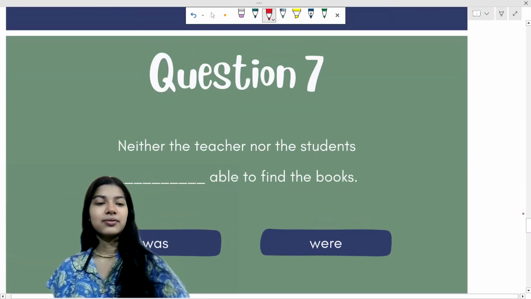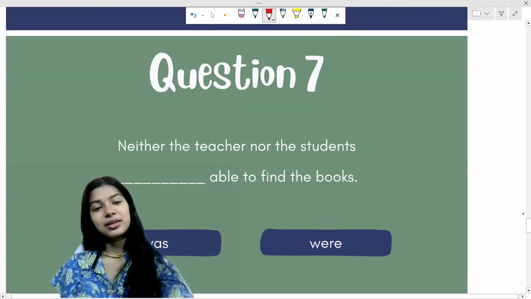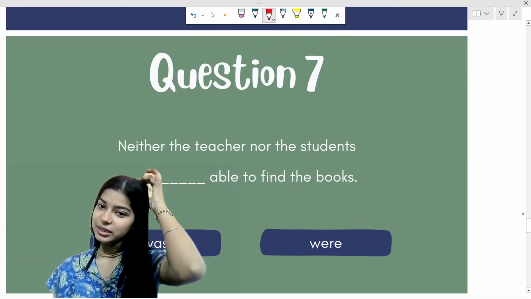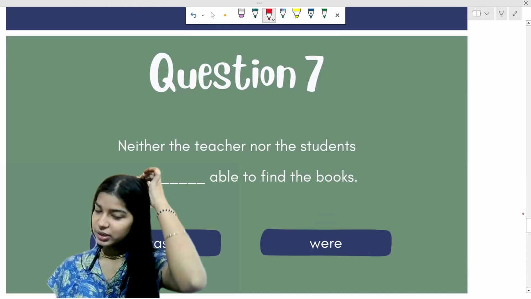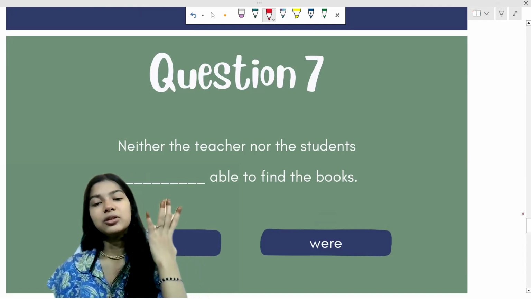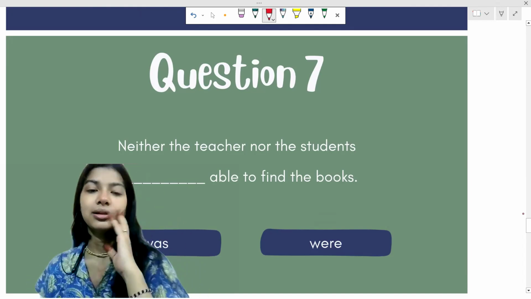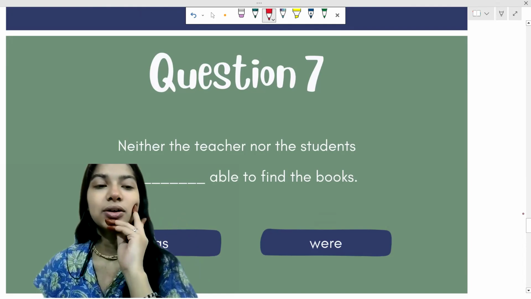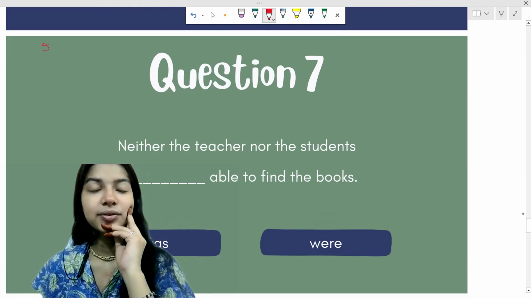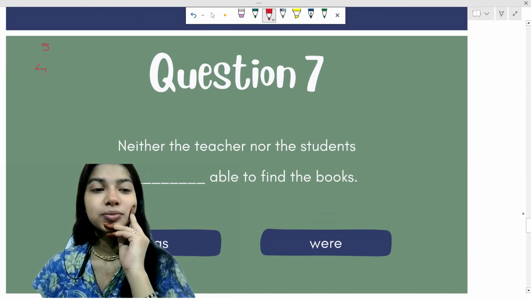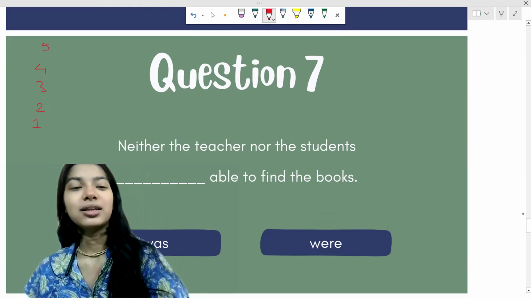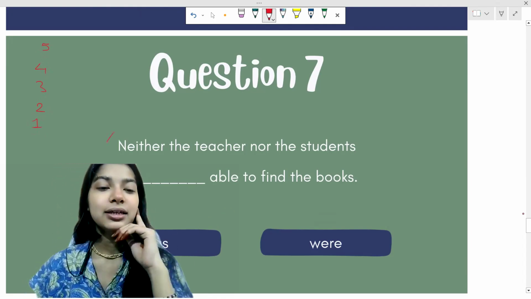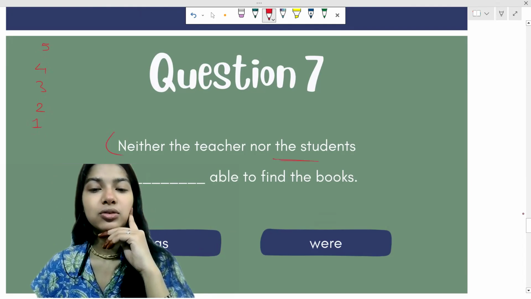Now let's go ahead with the next question. Question number 7. Neither the teacher nor the students blank able to find the word. You're going ahead with your time of 5, 4, 3, 2, 1. Are you done? Yes. Neither the teacher nor the students.